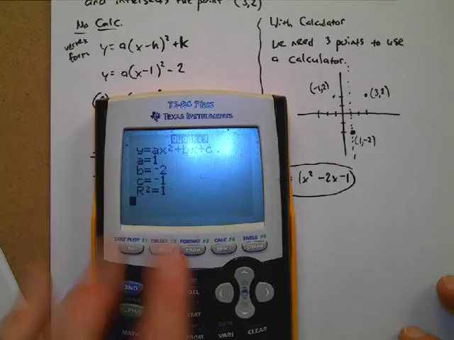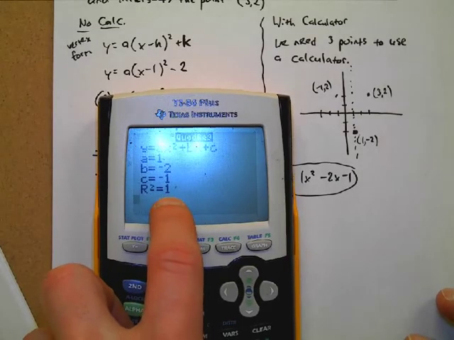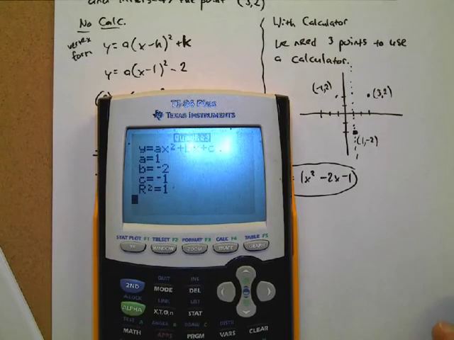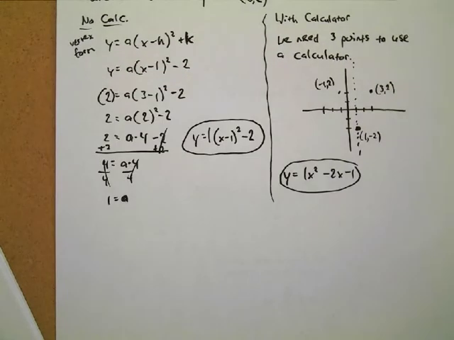And don't sweat that r squared number. The r squared there is just to kind of tell you how good of a fit it is. Since it's a positive 1, that means it's a perfect fit. You might not have an r squared on yours. Mine does because I put the diagnostics on.